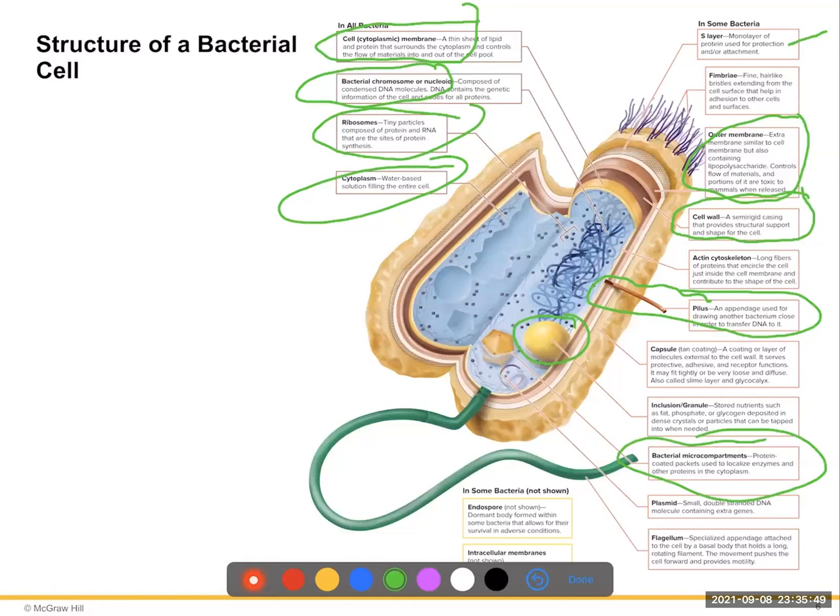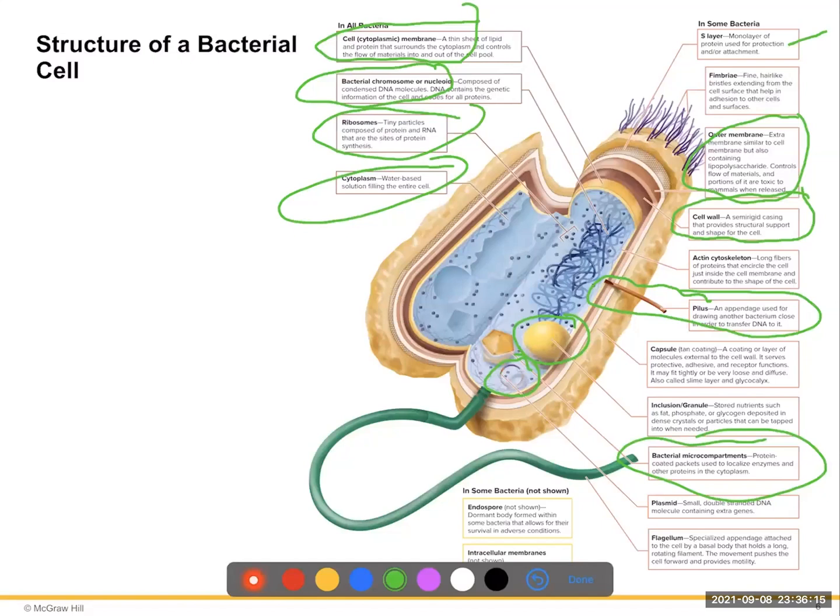And you got plasmids. Plasmids are little rings of DNA. This is what we use when we do genetic engineering. We introduce, like, the insulin gene in the bacteria to produce insulin, or whatever type of the bacteria function that we want the bacteria to produce. We do that in what's called the plasmid. It's a small double-stranded DNA molecule containing extra genes. And that's what we use when we do our genetic engineering or manipulations of them.